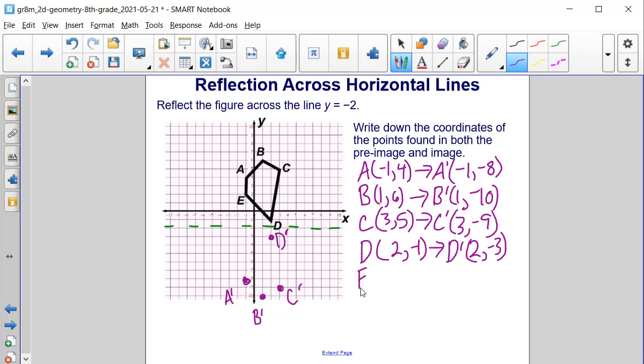And then for point E, it is at -1, 2. And E prime will be 1, 2, 3, 4 down to get to the line of reflection, so we have to go down 4 more. So E prime is right here at -1, -6.